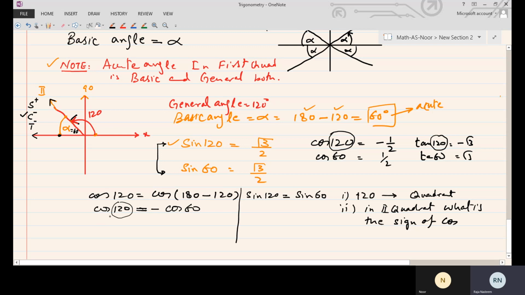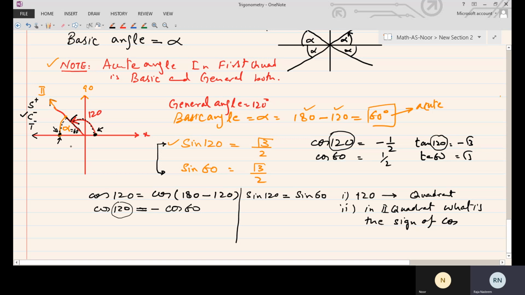Okay, so where does cos start from? When we say it is the general angle, then it will start from this point. If we say it's the basic angle, then it will start from this point. Starting from this point and reaching this line, or starting from this point and reaching this line, the line is the same.